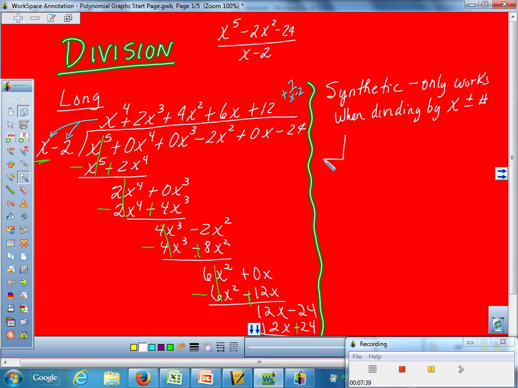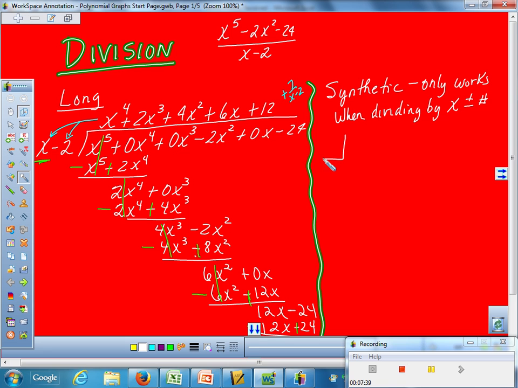On the first line, you're going to have a little box. You have to put a number in the box. It's really key that you put the right number in the box. If you put the wrong number in the box, the whole thing's going to blow up. So the most important number up there in that division problem is what you're dividing by. We're dividing by x minus 2. And remember I said this only works if it's x plus a number or x minus a number.